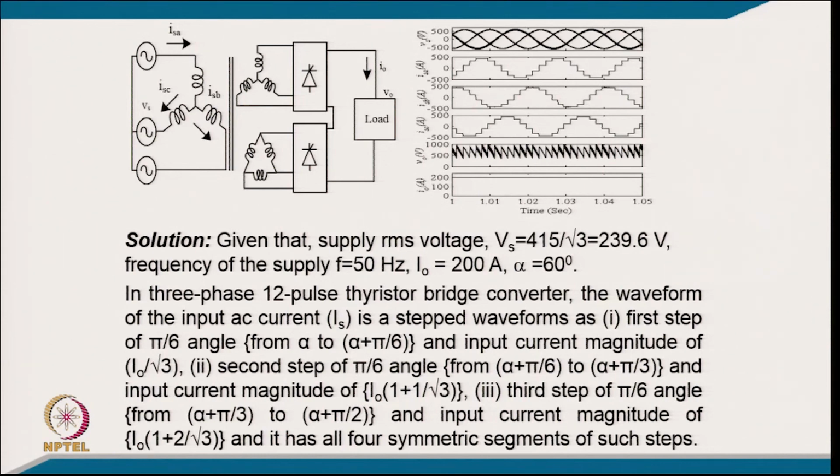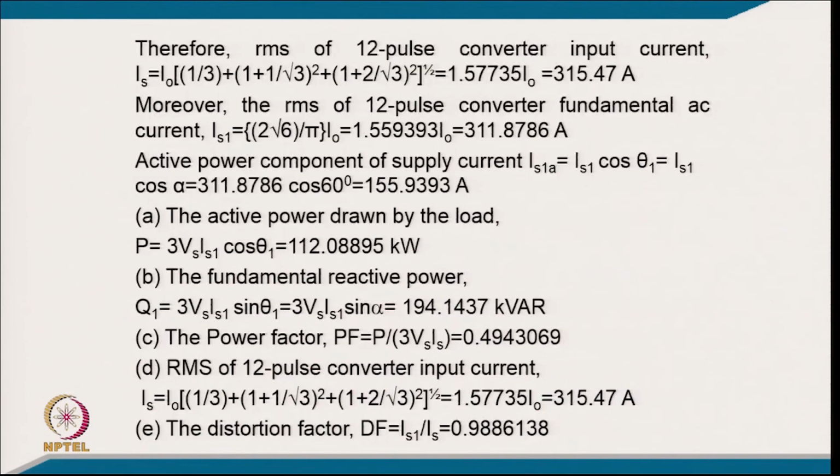First step is pi by 6, that is alpha to pi by 6 plus alpha, and input current magnitude I0 by root 3. Second step will be pi by 6 angle, from pi by 6 plus alpha to pi by 2 plus alpha, and input current magnitude will be I0 (1 plus 1 by root 3). Third step will be again pi by 6 angle, that is from alpha plus pi by 3 to pi by 3 plus alpha, and input current magnitude of I0 (1 plus 2 by root 3), and it has 4 symmetrical segments of such a step.